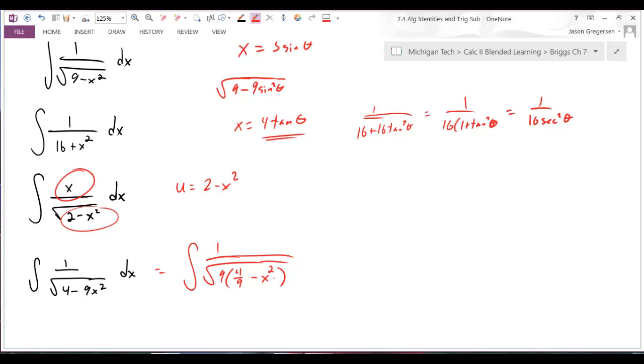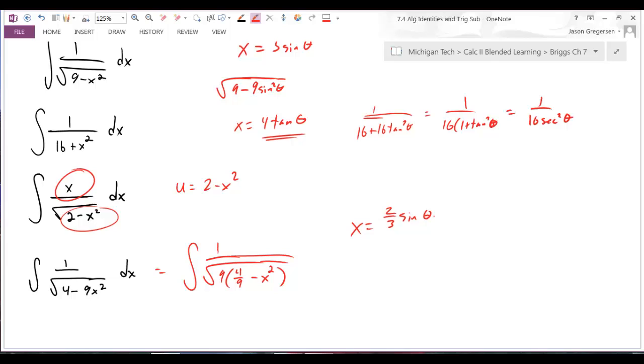Okay? So if we write that out here, x will equal 2/3 sine of theta. Here's my a squared. So that must be a. Because I have number squared minus x squared, I know it's a sine substitution. So that's going to be the substitution. Any questions about that?